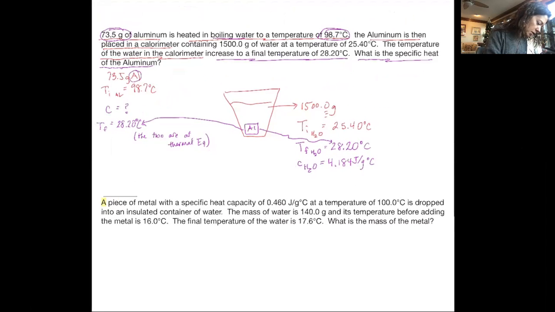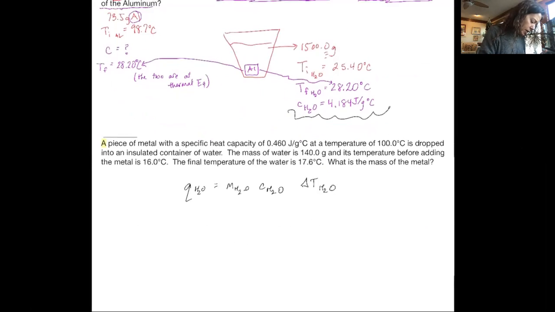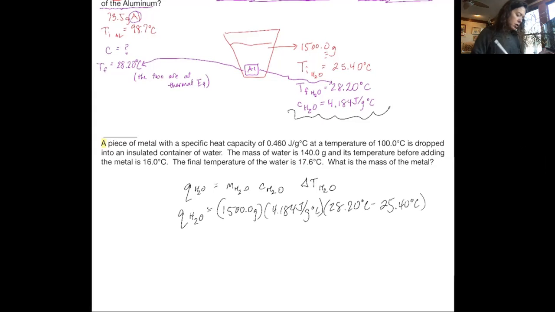Let's go Q equals MC delta T for the water, right? Q H2O equals M H2O C H2O delta T H2O. All right, so the heat gained by the water is equal to the 1,500 grams of the water, the specific heat of the water, and the change in temperature of the water, which if I look up, it went from 28.2 to 25.40. All right, so let's everybody calculate that real quick.